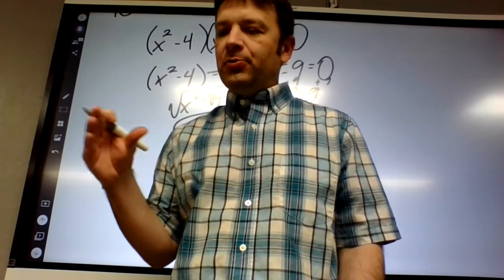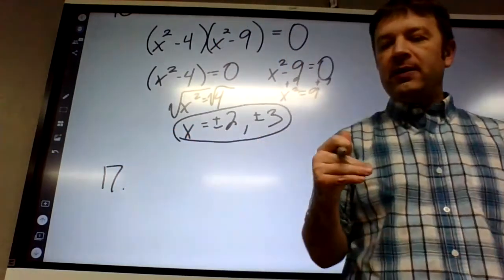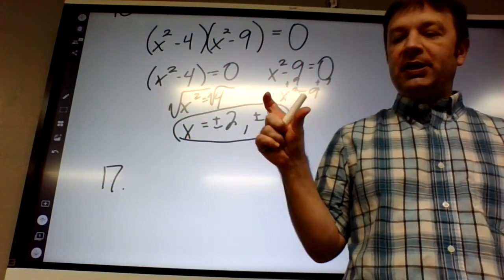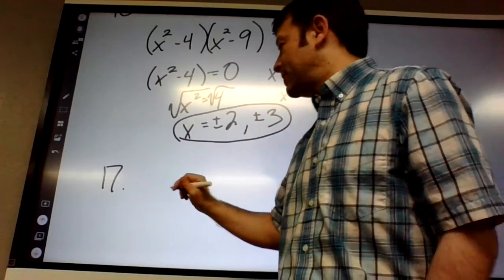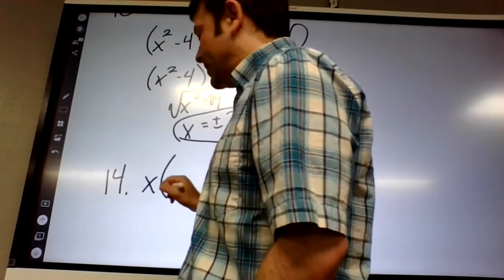On 14 you'll want to take an x out first. Notice all those terms have an x in them. That will get you down to an x. If there's an x on the outside, let's go back to 14 for a second. If you can take an x out of all those.